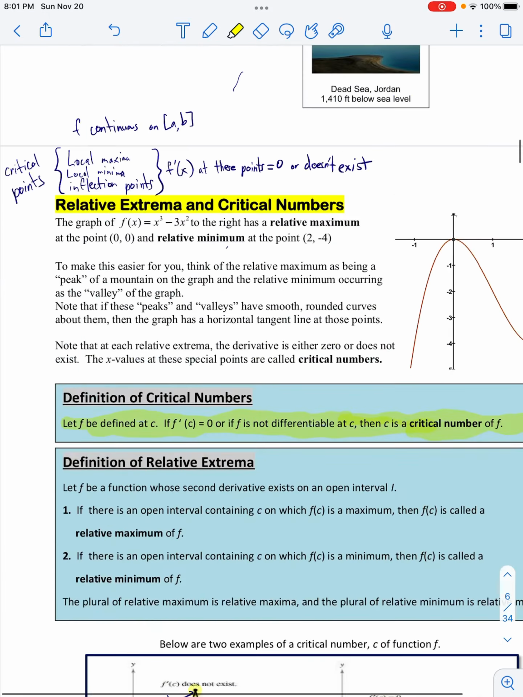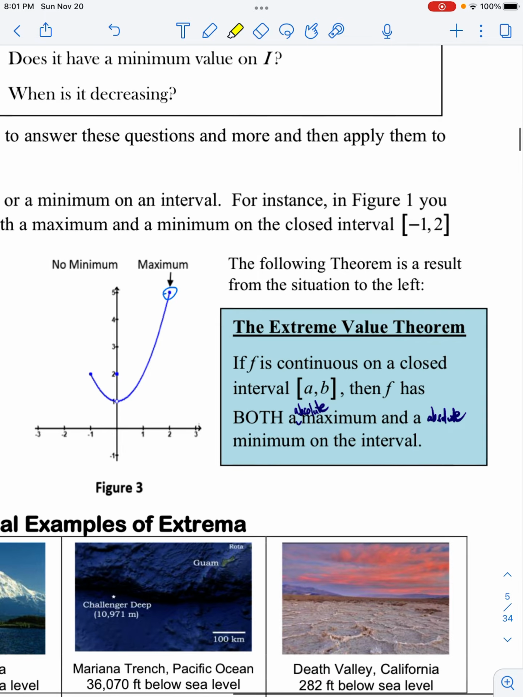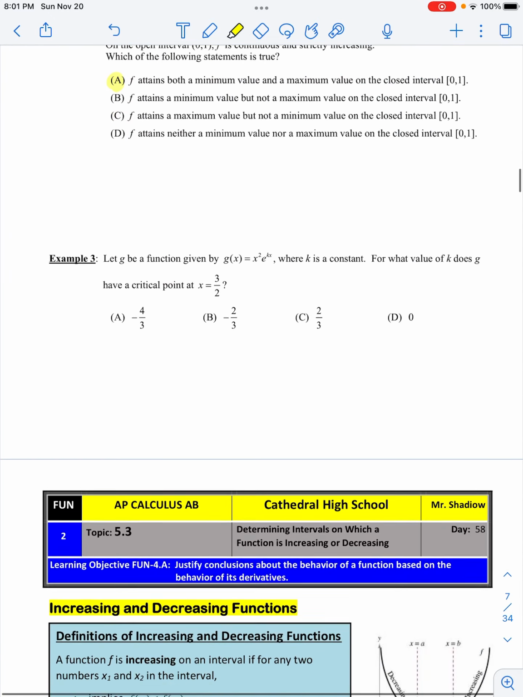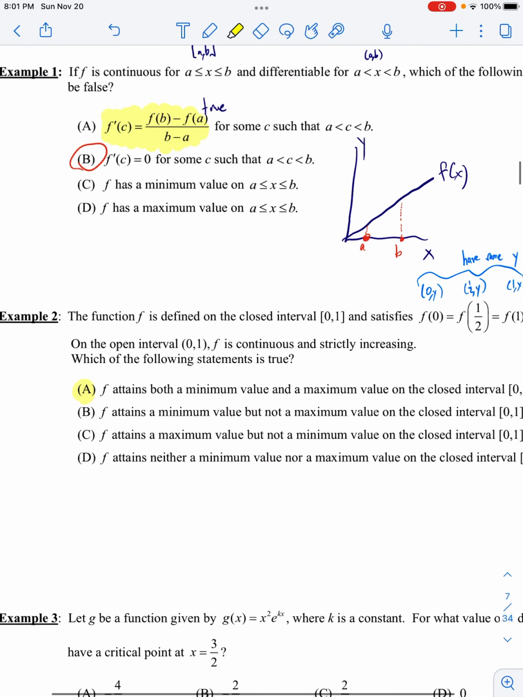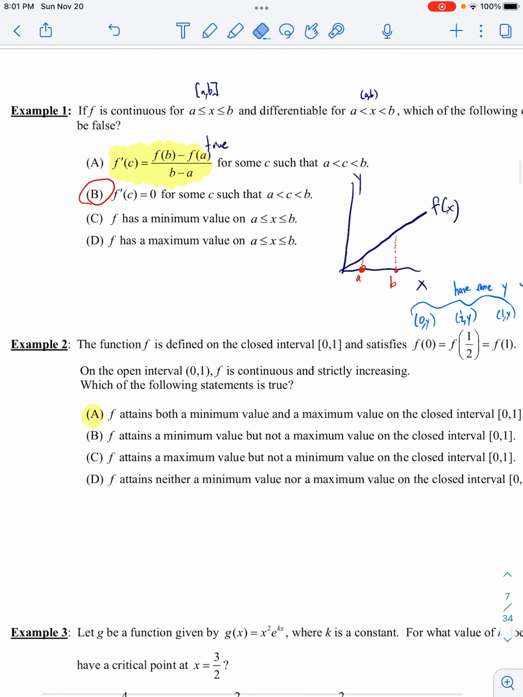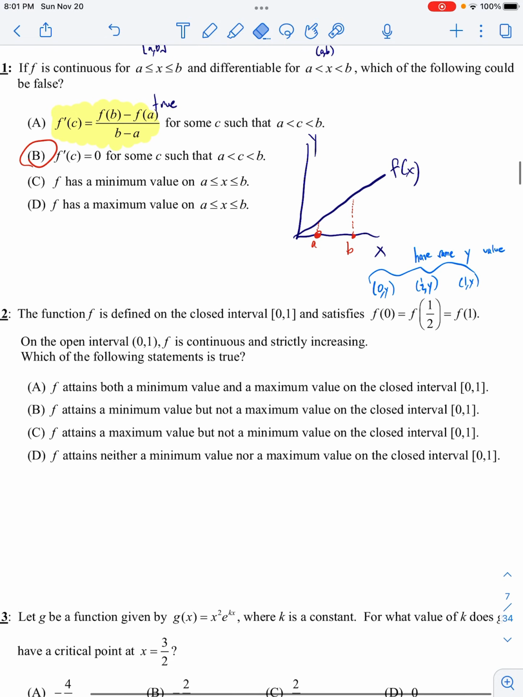I'm looking through my notes. Here we go. This says if f is continuous on a closed interval, then f has both a maximum and an absolute minimum on the interval. The problem just says it's defined on the closed interval. So I don't think this first one has to be true. Or maybe it is. F is continuous and strictly increasing. It says defined. The function is defined on the closed interval.